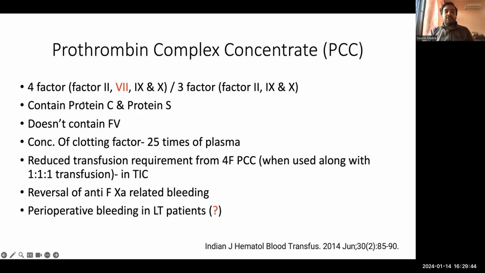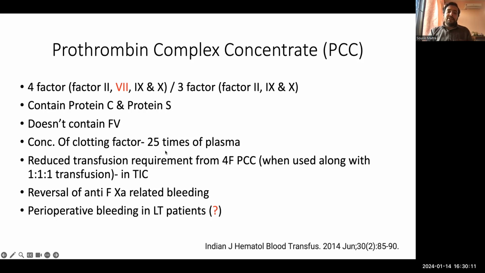In all clinical scenarios, it has been found that 4-factor PCC is usually more efficacious, but in case of non-availability, 3-factor PCC is also an alternative, and factor 7 can be supplemented. Recombinant factor 7 can also be supplemented along with the 3-factor PCC. It contains the anticoagulants also, like protein C, protein S, and to some extent heparin. And importantly, it doesn't contain factor 5.